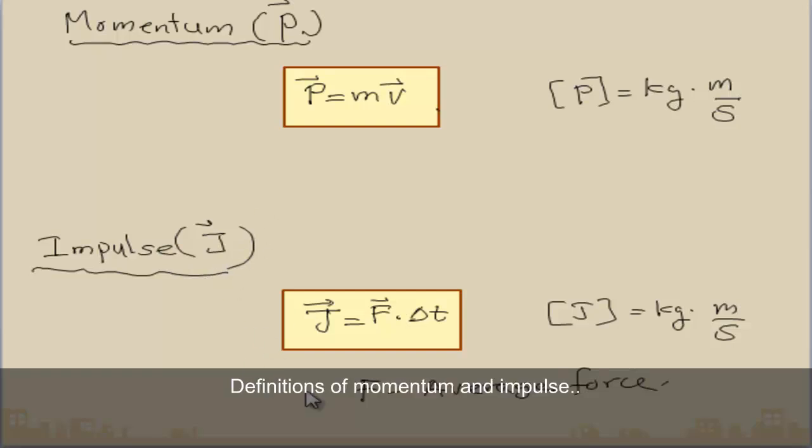Impulse, J. Impulse is defined as the average force times delta t. The units of impulse are kilograms times meters per second. Since the average force is a vector, impulse is a vector as well.